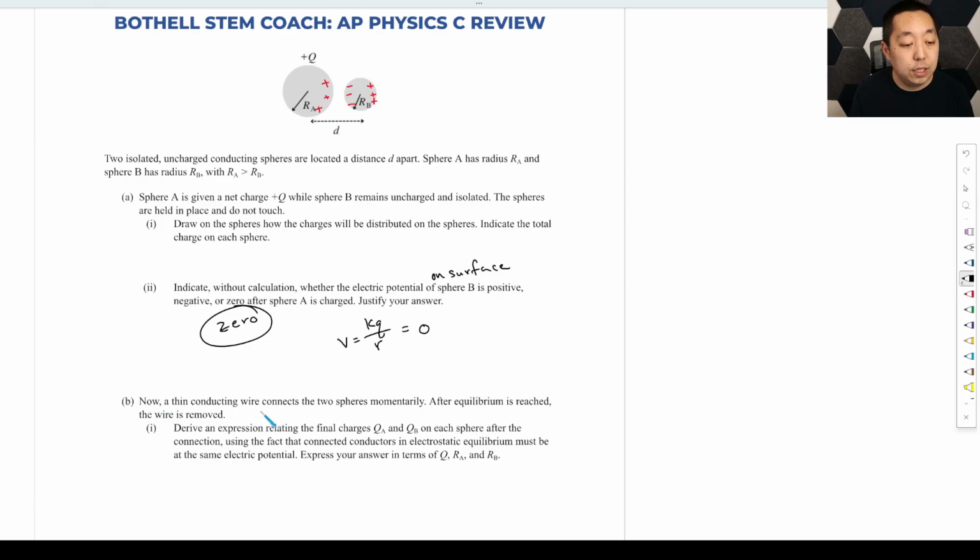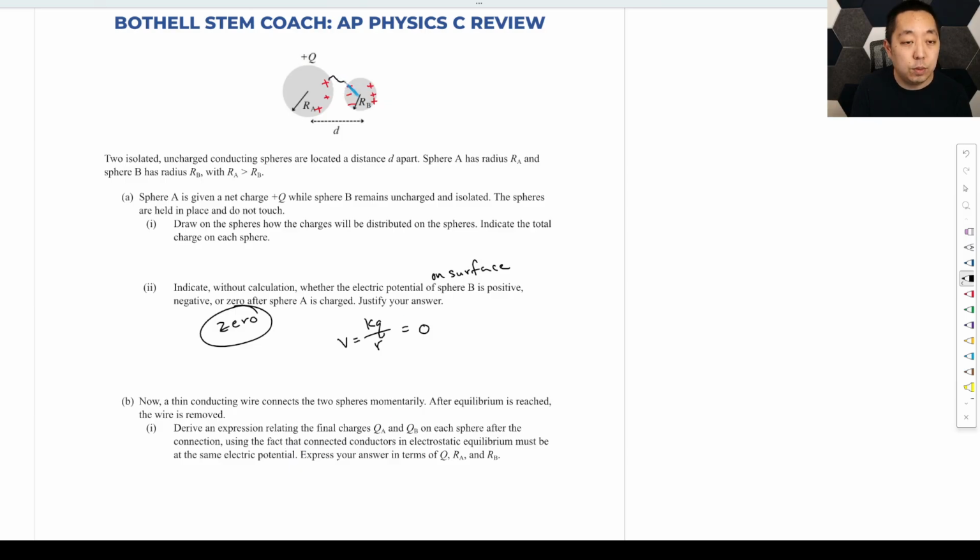Okay, now a thin conducting wire connects the two spheres momentarily. After equilibrium is reached, the wire is removed. Okay, derive an expression relating the final charges QA and QB on each sphere after the connection, using the fact that the connected conductors must be of the same electric potential. Oh, I wasn't supposed to write that.